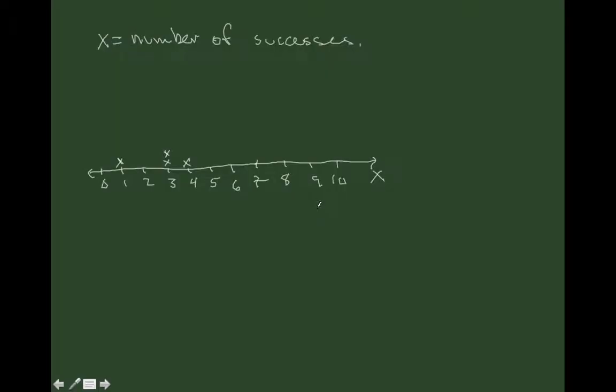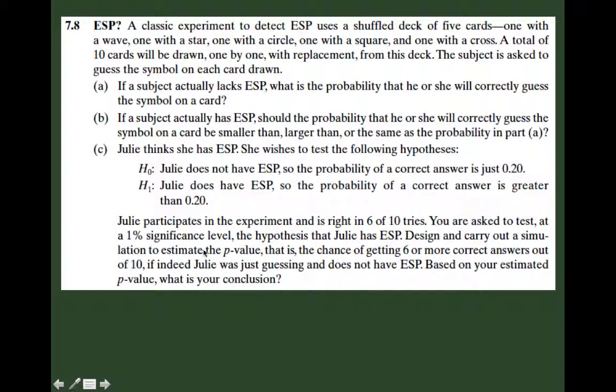So now when I go back and I look at the original question, we're asked to estimate the p-value or the chance of getting 6 or more correct answers out of 10. Now for this particular simulation I just did, the estimate for the p-value, I did 200 iterations. So the denominator is going to be 200.